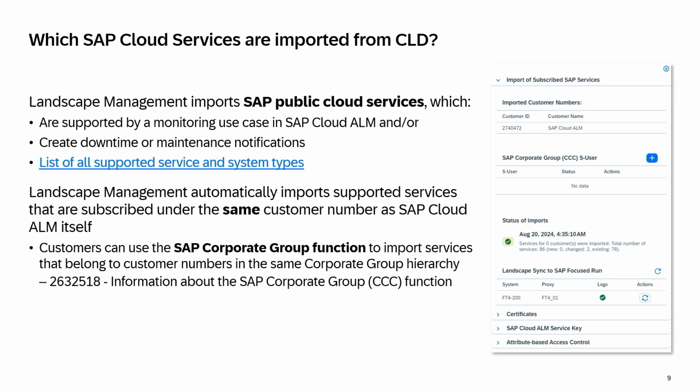Okay, so now the question that I always get is, well, what are you importing from CLD? I mean, seriously, when I look into SAP for Me, I see some cloud services, but they are not in Cloud ALM. Other way around. Basically, what we import into Cloud ALM is anything that is either supported by a use case in Cloud ALM or sends downtime notifications. Yeah? So basically, we usually do not import cloud services that we cannot do anything with.